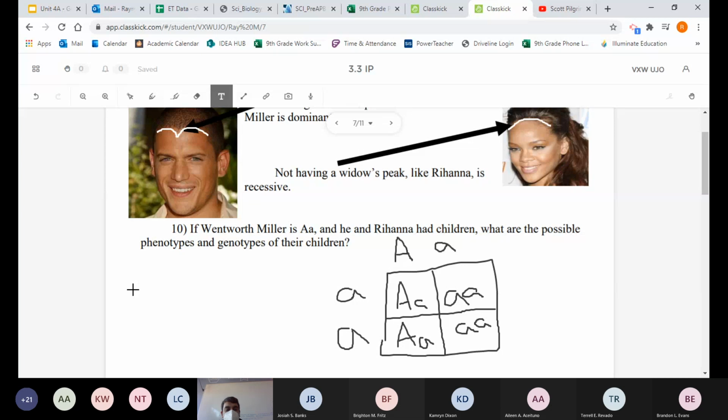So to make it really quick, it looks like it's 2 out of 2, right? So you got a 50% chance that it's going to be widow's peak, and a 50% chance that it's going to be no widow's peak.